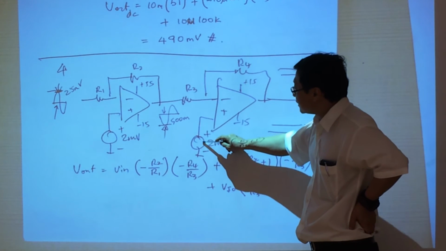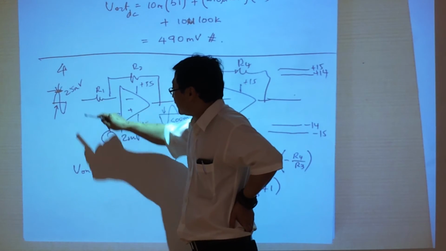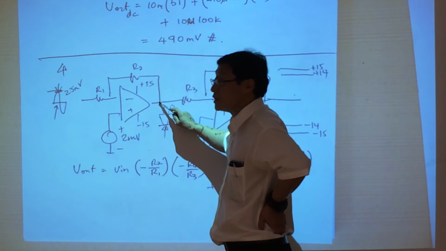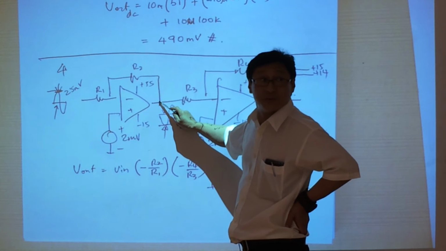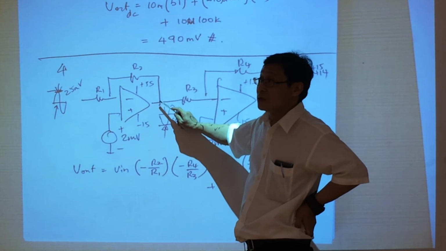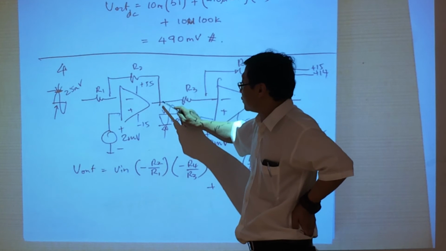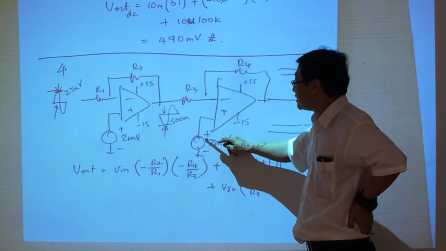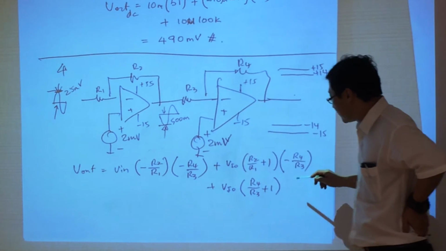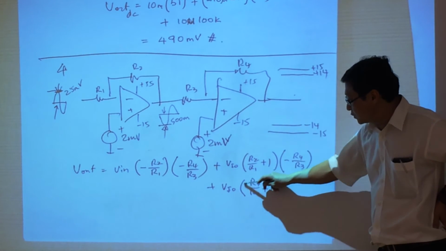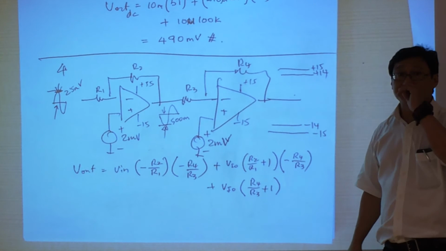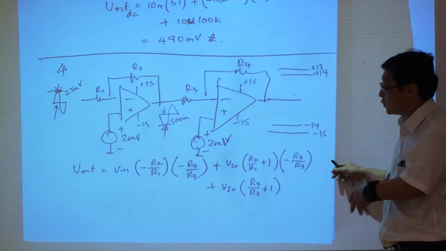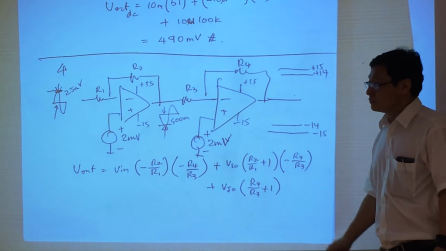The second offset: we kill V in, we kill V offset. The voltage here is 0, no contribution from either source. So when the voltage here is 0, V offset of the second stage sees a non-inverting amplifier. So V offset goes to the output with a non-inverting gain. Okay, so the 3 components, you sum them up, and that is at the output now.